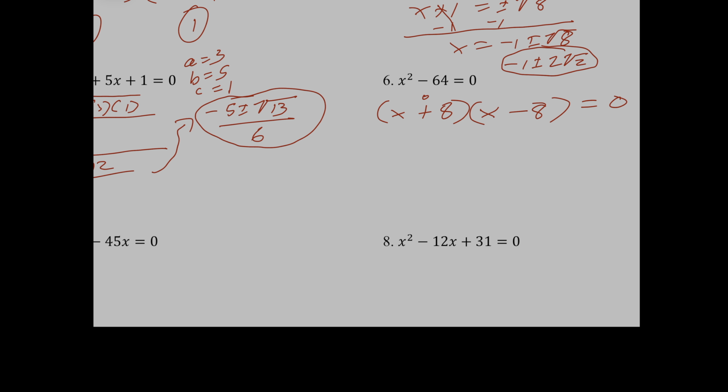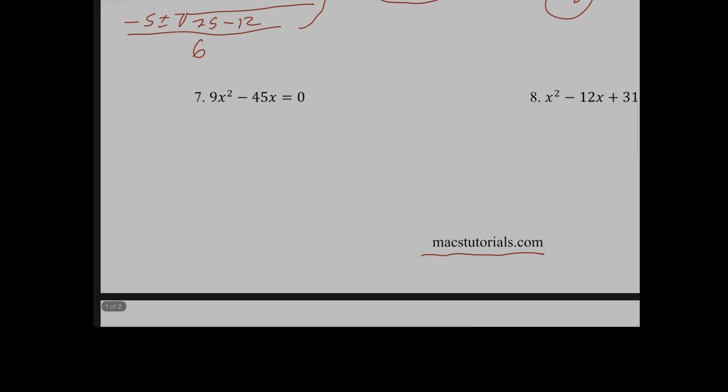Now I need to make him equal 0. I'll do that by making it a -8. And I need him to be a 0. Whoops. And I can do that by making him an 8, okay? Let's go on to the next one.